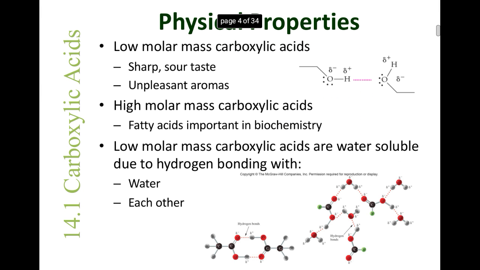So physical properties of carboxylic acids. Well, if you have a low molar mass carboxylic acid, they have sharp, sour tastes and unpleasant aromas. A common carboxylic acid derivative that's used in organic chemistry labs is trifluoroacetic acid. The formula for that would be CF3, and then you have your carbonyl, and then your hydroxyl here. So this is called trifluoroacetic acid. You don't need to have that memorized or anything. But when you open a bottle of trifluoroacetic acid, which is sometimes abbreviated as TFA, it has such a high vapor pressure that it goes into the atmosphere immediately, and it will start to sting your nose or make you feel like you have a sore throat.